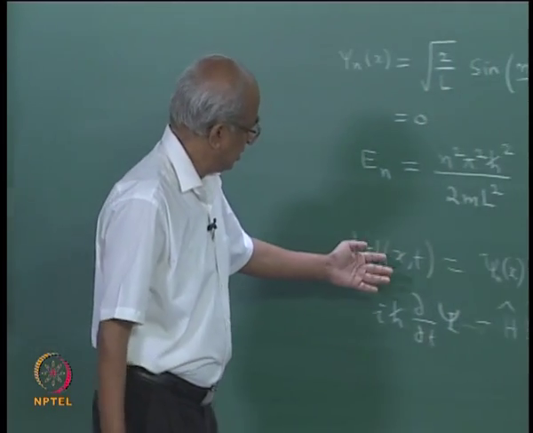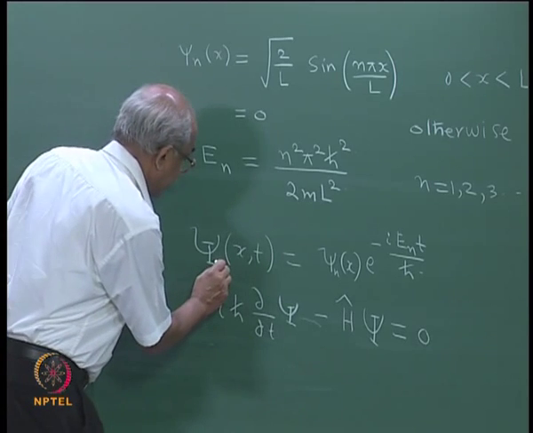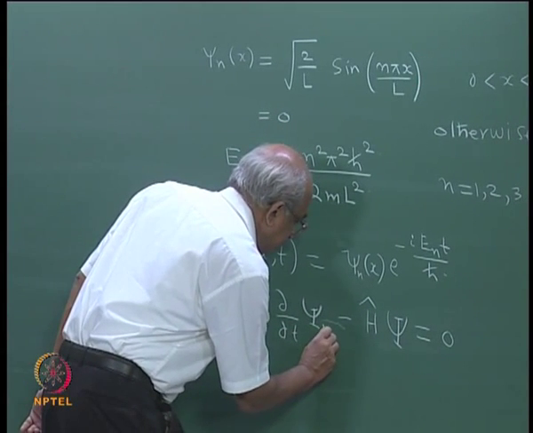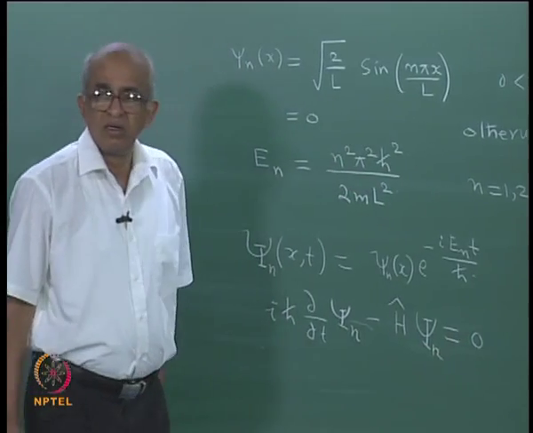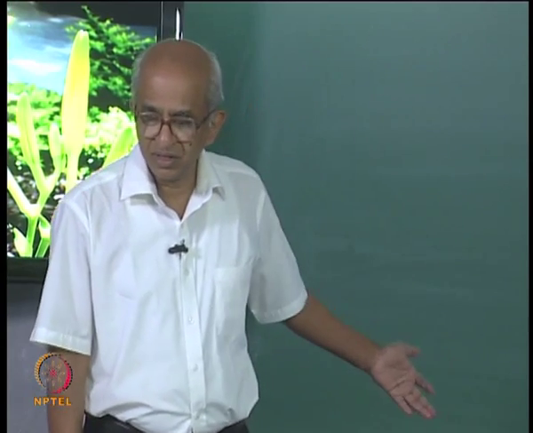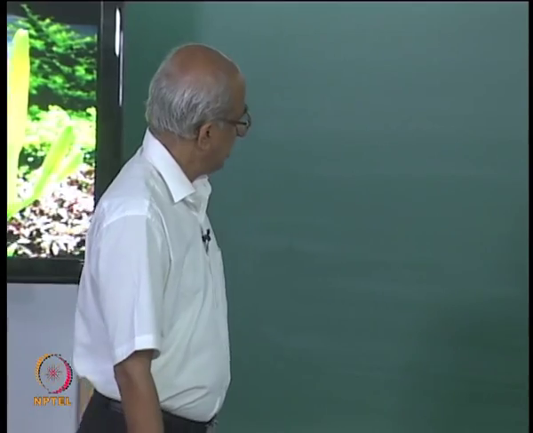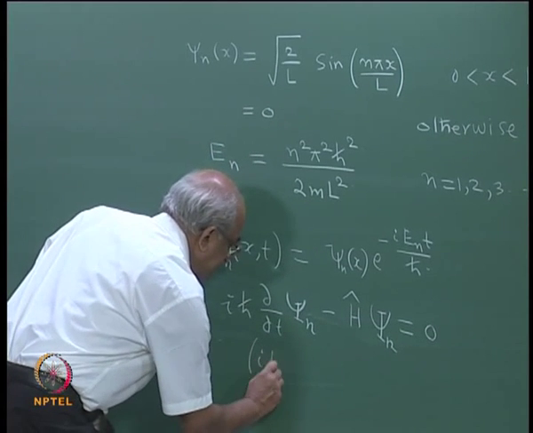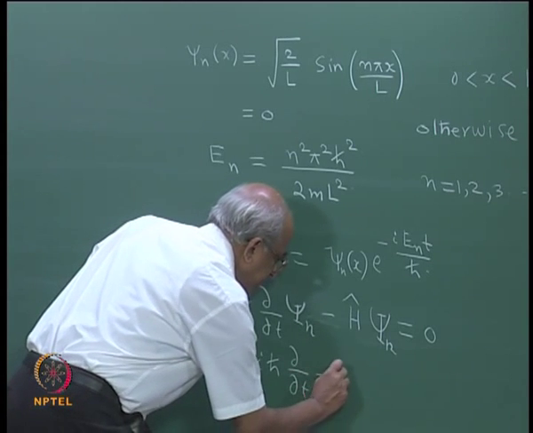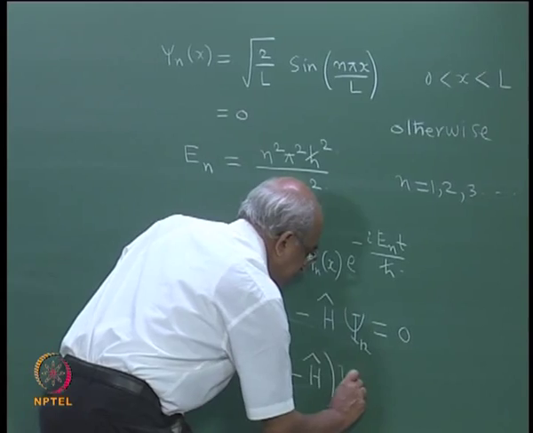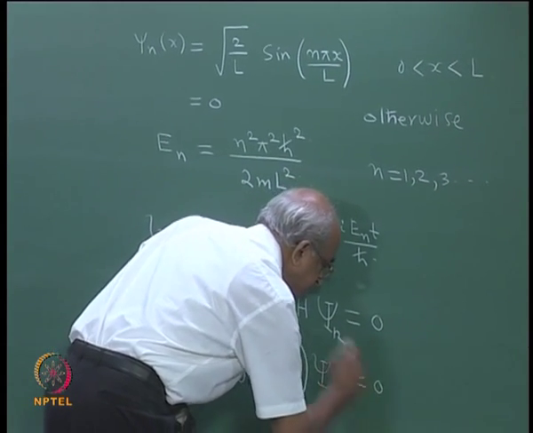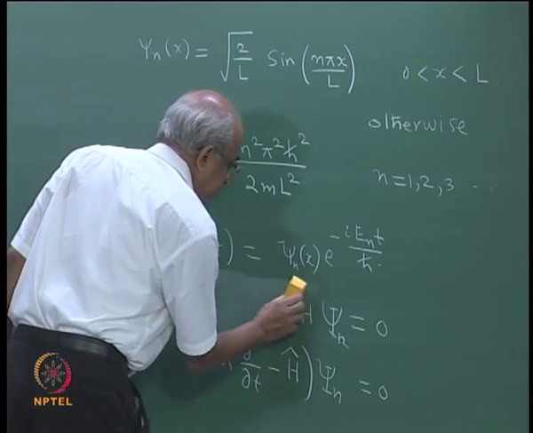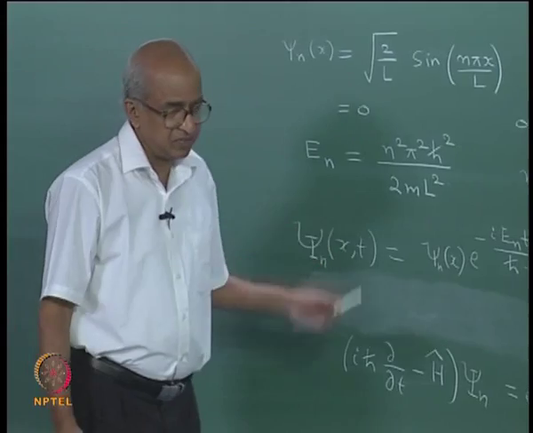So, any psi that you have of this form, maybe I can put a subscript n here, because psi itself now depends upon n, and that psi n will actually obey this equation. That is how it is. It does not matter what the value of n is, it will always obey that equation. And maybe I can even write it in a slightly better form by removing this psi n outside. So, I will have i h cross dou by dou t minus h operating upon psi n would be equal to 0. So, these are the equations that we have.